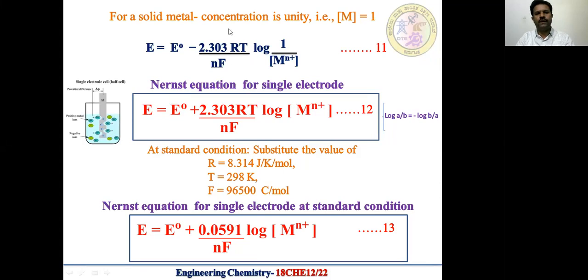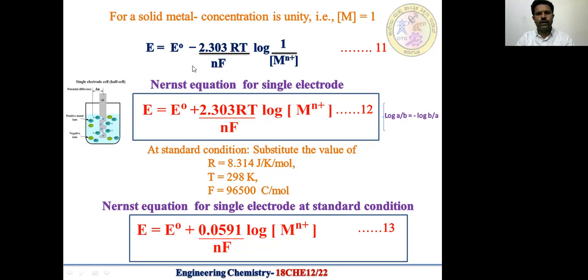For a solid metal, we consider the concentration as unity, that is the concentration of M is equal to 1. Then equation 10 can be rewritten as E is equal to E naught minus 2.303 RT divided by NF log of, instead of M, I have written 1 divided by the concentration of M n plus. This is equation number 11.